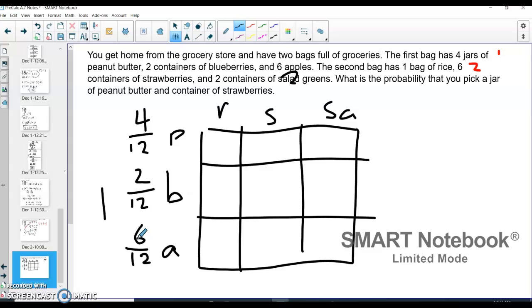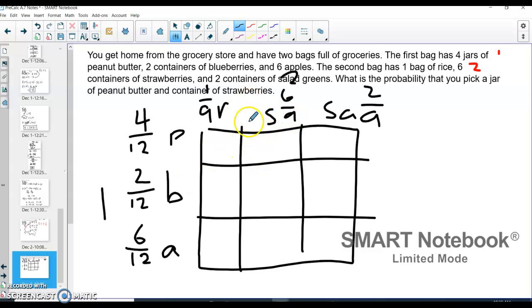Going to do the same thing in event 2 here. Still thinking, what is the total number of items in the bag? There's 1 bag of rice, 6 containers of strawberries, and 2 containers of salad greens. That's 9 total items. Only 1 of them is a bag of rice, so 1 out of 9 is a bag of rice. 6 out of 9 is a container of strawberries, and 2 out of 9 is a container of salad greens. So that's how I'm setting this up: what are my possible outcomes, and then what is the probability that that outcome actually happens?